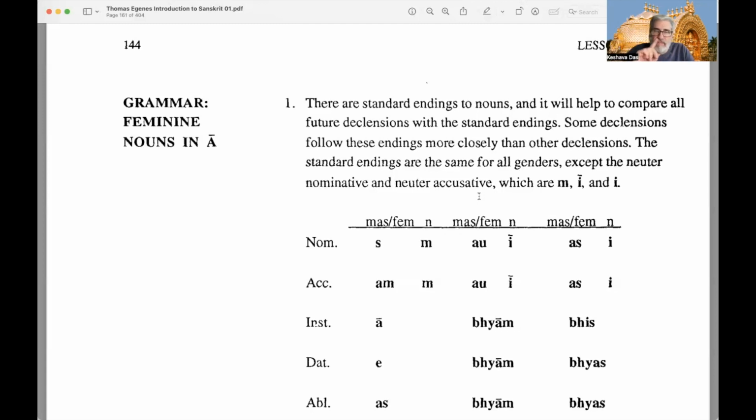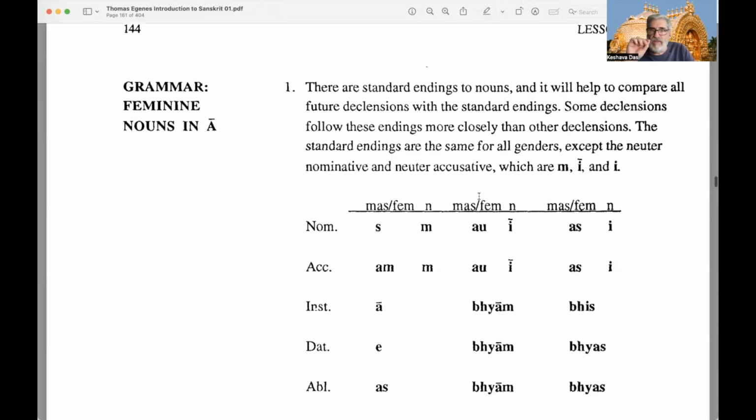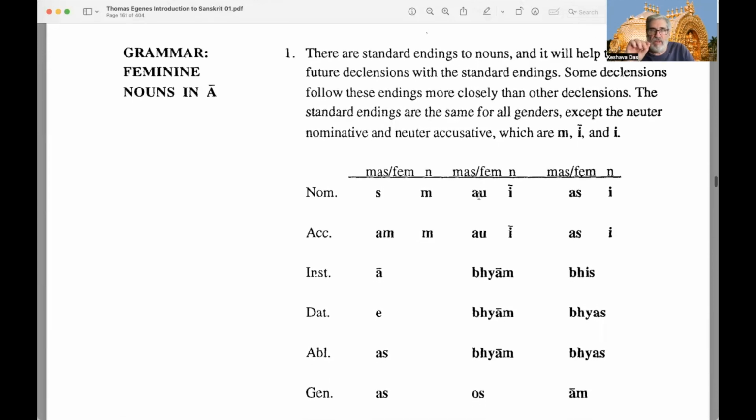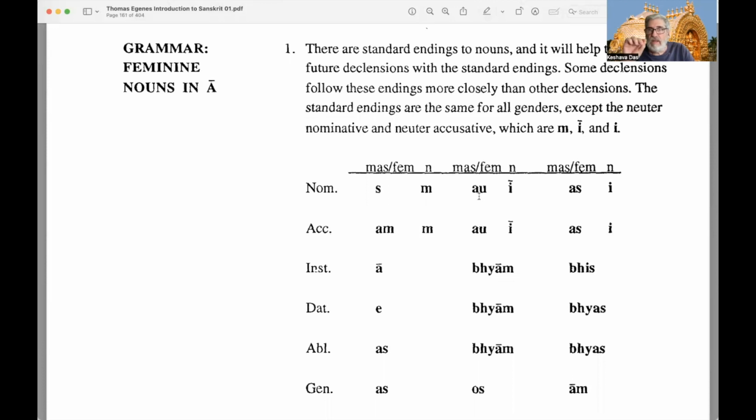So there are standard endings for nouns, and it will help to compare all future declensions with the standard endings. Some declensions follow these endings more closely than others. The standard endings are the same for all genders, except the neuter nominative and neuter accusative, which are M, long I, short I, like that.